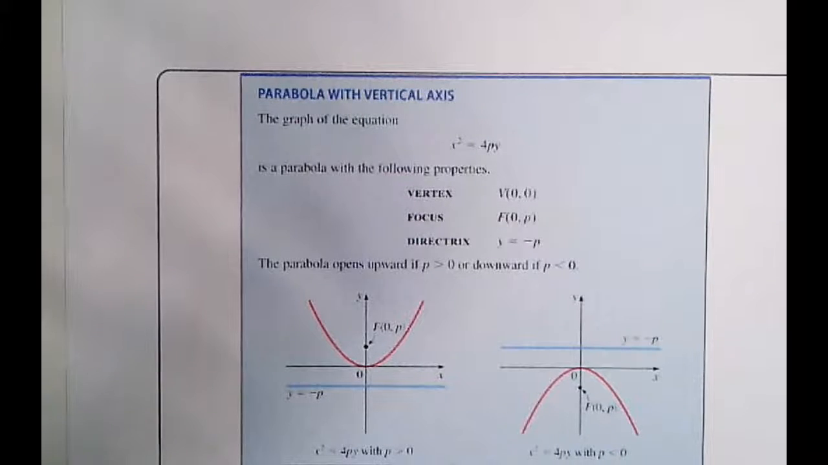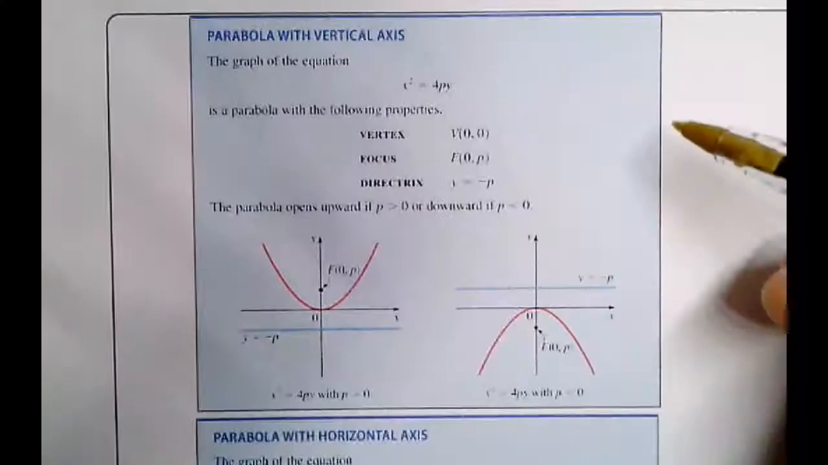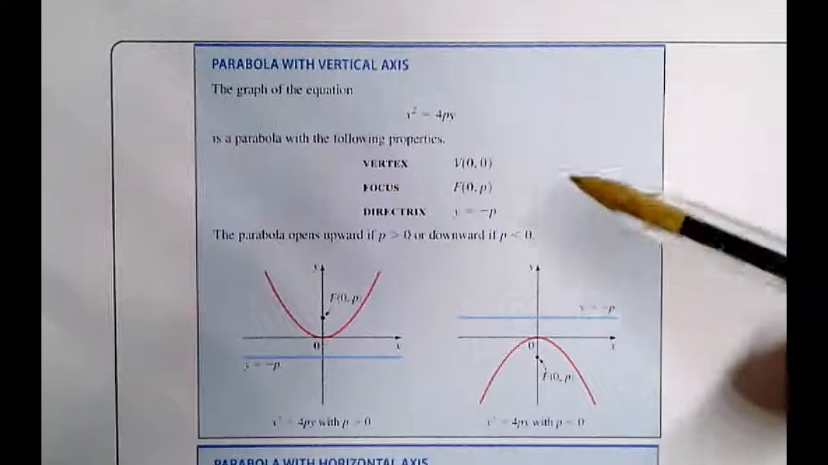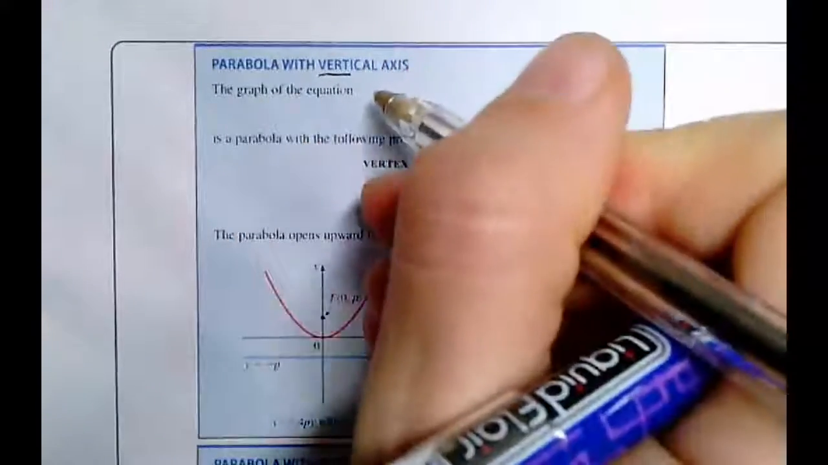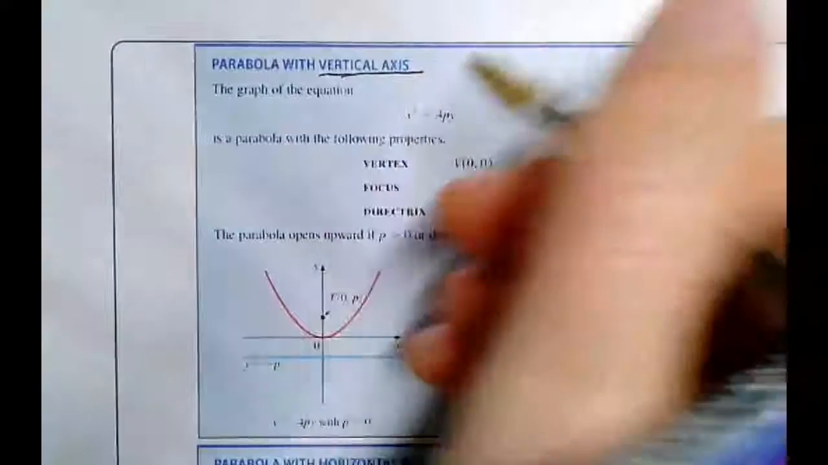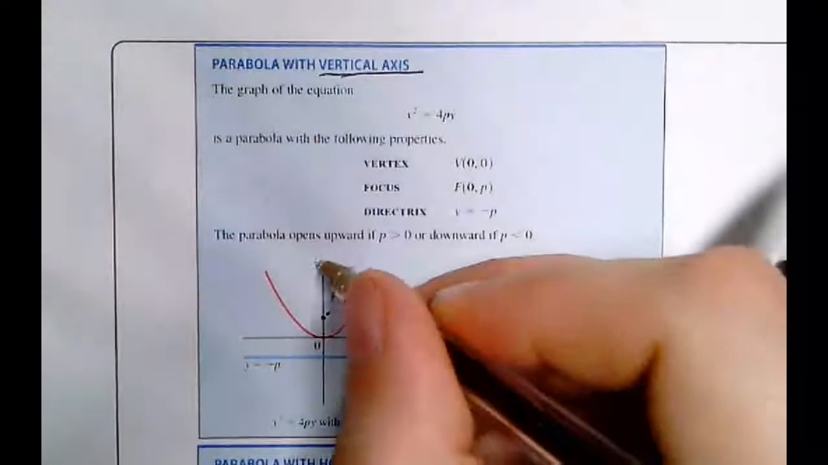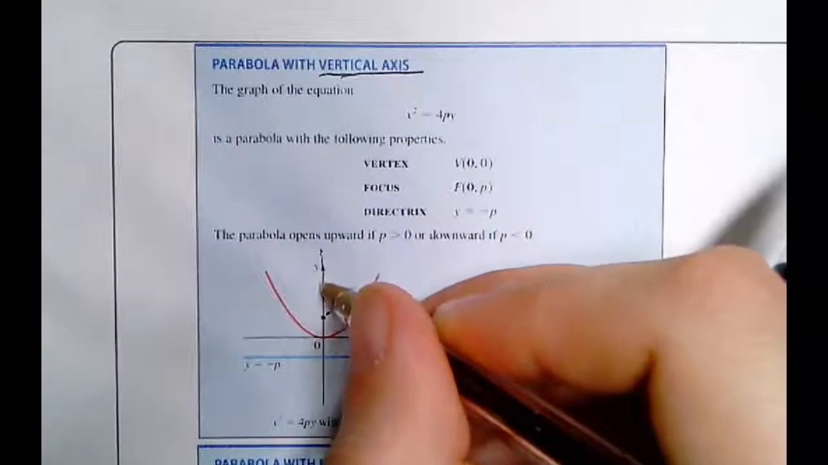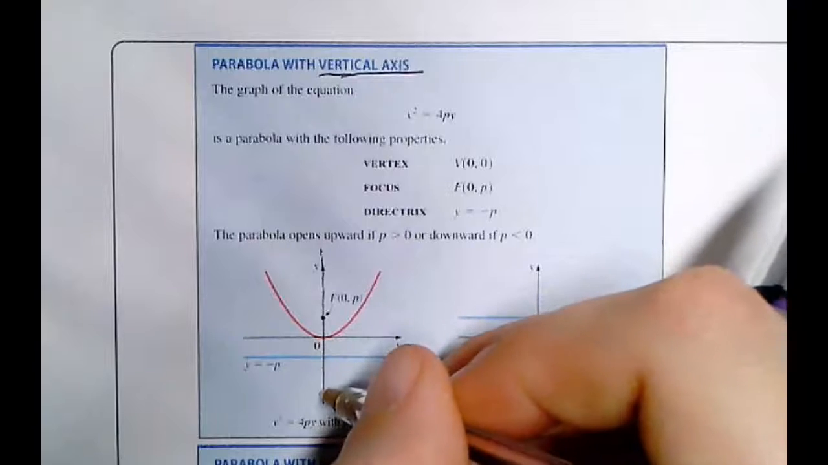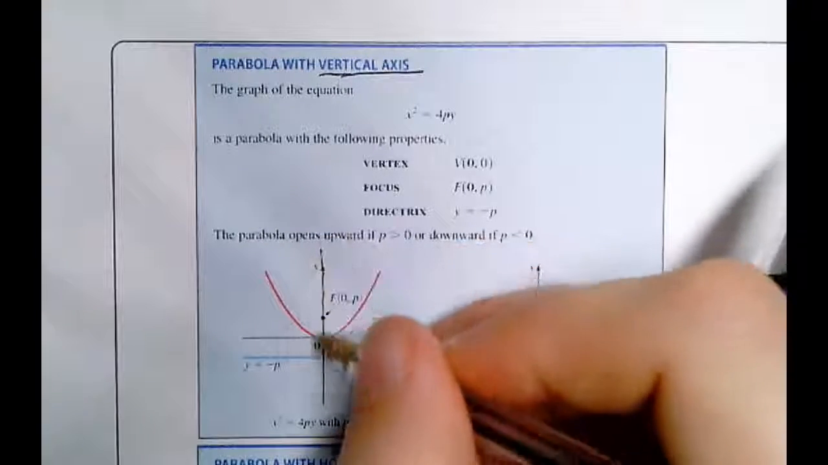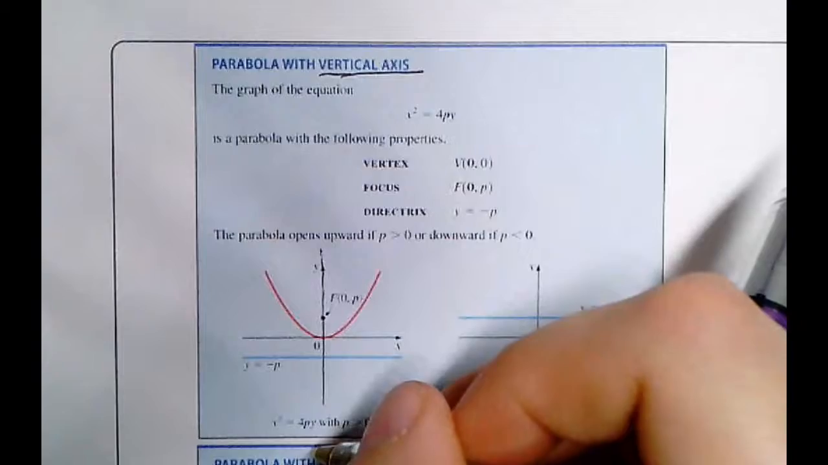All right, so these are the types of parabolas that we're going to have. We're going to have parabolas with vertical axis. So the axis of symmetry goes through the vertex, this vertical axis goes through the vertex like that.